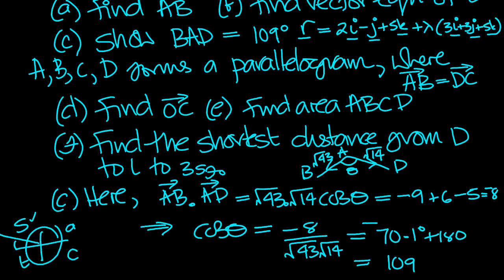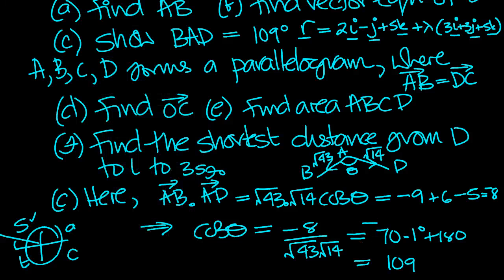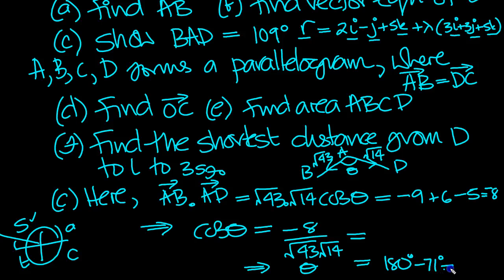180 minus 70.1. Oh, sorry, it's 71 degrees to the nearest degree. So let me write that correctly now. So theta then is equal to 180 minus 71, wasn't it? Which is 109 degrees, which is what we wanted.